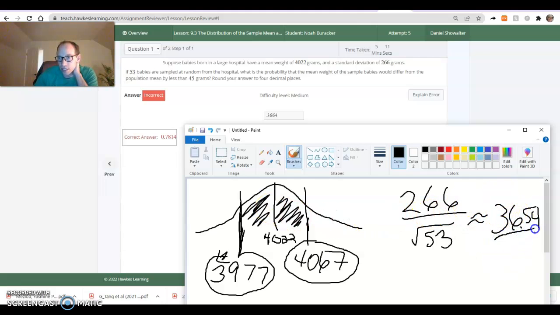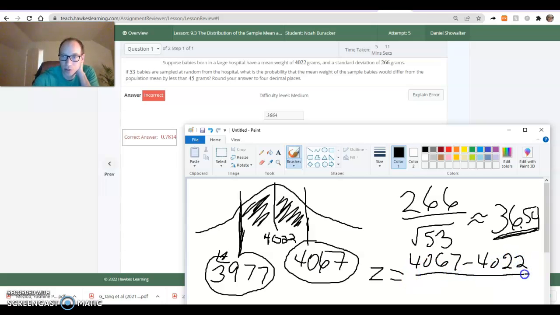Using this as our standard deviation instead of the 266. We would do it with both of them, but let me just do one here. 4,067 minus, and we subtract the mean, 4,022, and then divide that by 36.5. Okay, we would get this z-score and then look it up on the table, and this would give us the portion to the left.